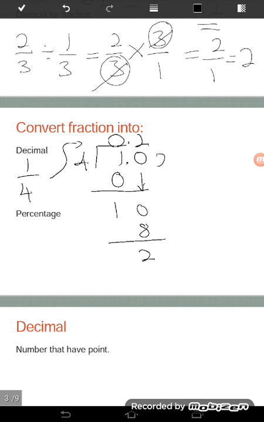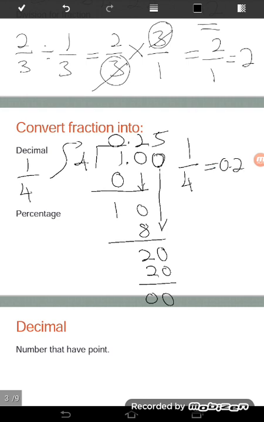So here is 0, another 0, so you can bring down 0. So 20. 4 times what is equal to 20? 4 times 5 equals 20, so the balance is 0. Therefore 1 over 4 is equal to 0.25. If you have a calculator, you can just press your calculator and get the answer 0.25. Okay, so next, how to convert a fraction into a percentage.